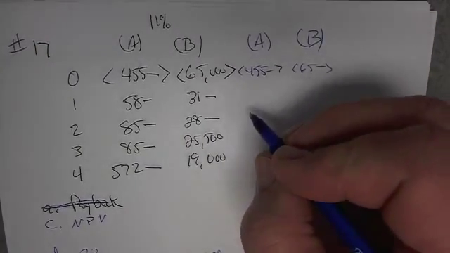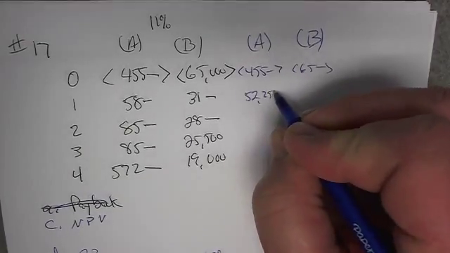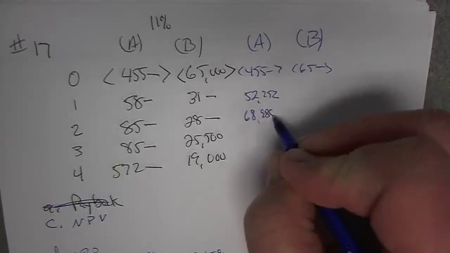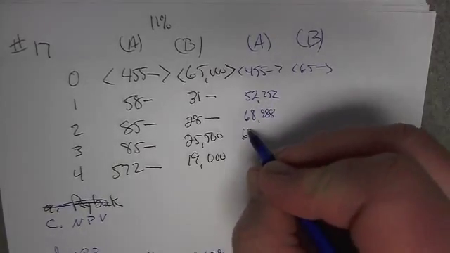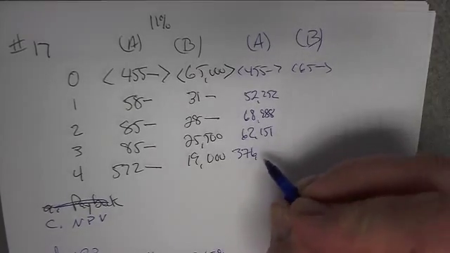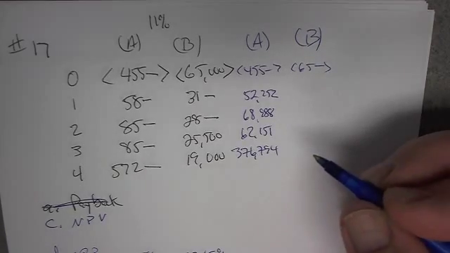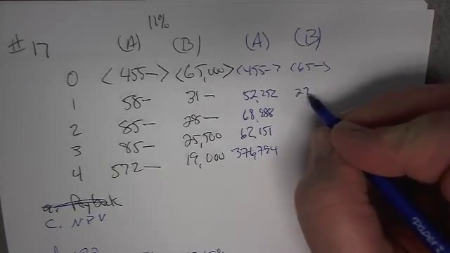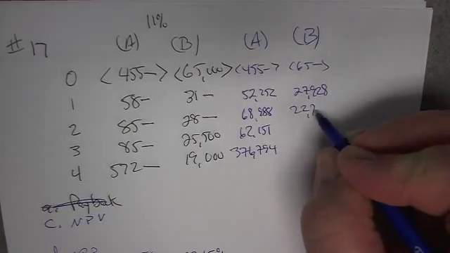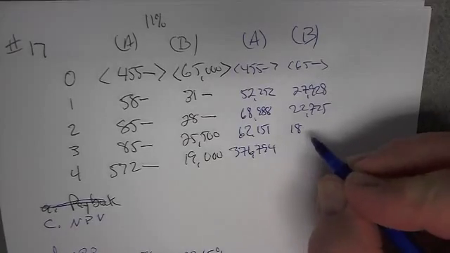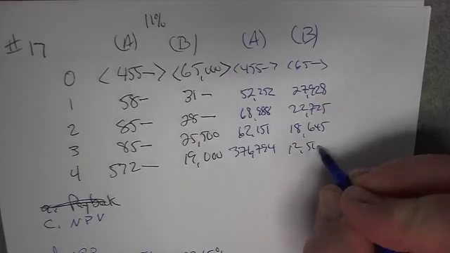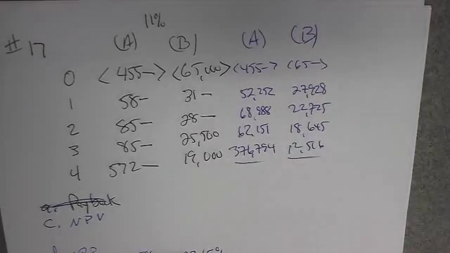Then we had $52,252, and we had $68,988, and we had $62,151 and $376,794. Okay. And on this side we had $65,000 initial investment, then $27,928, $22,725, $18,645, and $12,516. It's a matter of adding all those up. Let's do it.